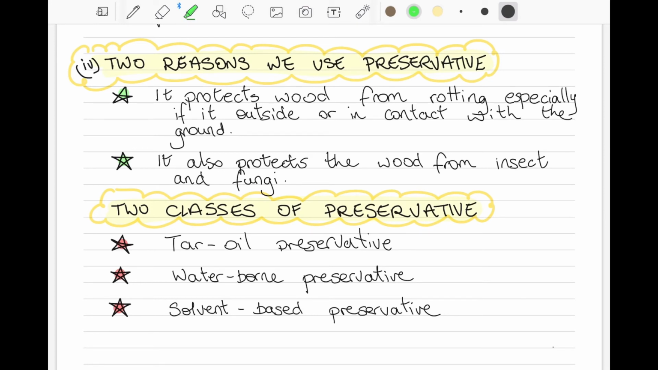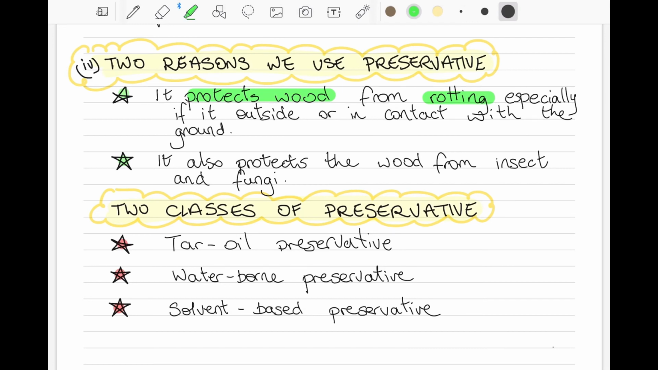So reasons why we use it then, well, exactly that. It protects the wood from rotting, okay, especially if it's outside or in contact with the ground. So in terms of keyword there, rotting is a key. Rotting is a keyword, and you are protecting the wood from rotting. Why is outside or in contact with the ground such a big issue? Because that's where they get moisture from. Rain and the ground, the water table, the ground tends to be moist or wet.